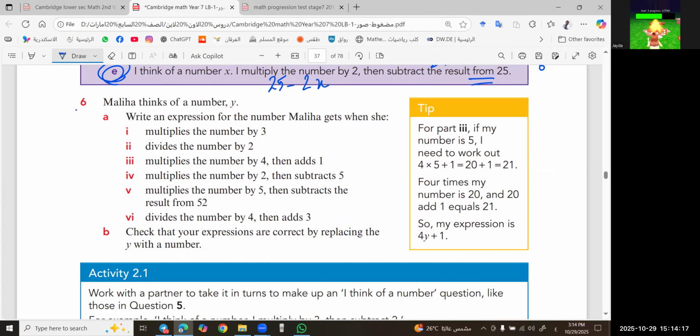Okay. Number 6. Jaida, read the exercise. Maliha thinks of a number y. A. Write an expression for the number Maliha gets when she: 1. multiplies the number by 3. 2. divides the number by... read the exercise and tell me the answer.